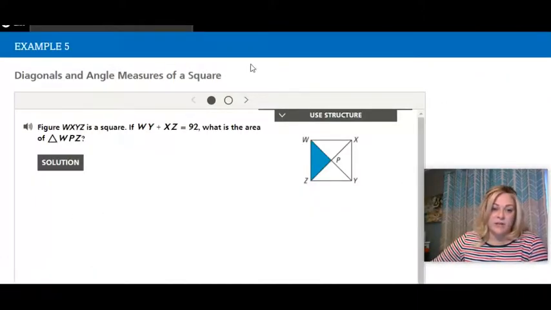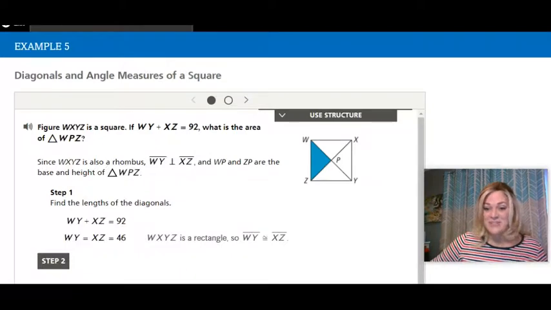Diagonals and angle measures of a square. Here's a square, and it says adding the two diagonals, you'll get 92. So if you divided by 2 or cut that in half, you could get what each diagonal is. Now, I want you to go through step by step with this solution. It basically goes through each of the steps and how you can find the area when you're just given basically the diagonals. It's a great problem.